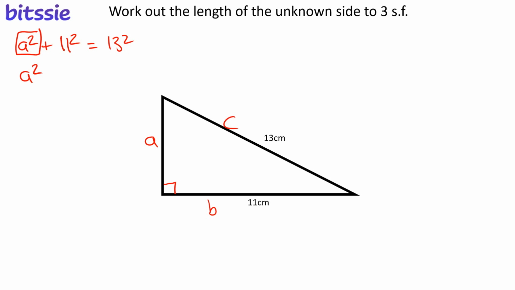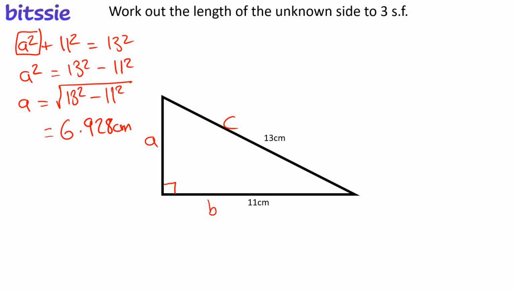So we can rearrange this to A squared is equal to 13 squared minus 11 squared, which means A is equal to the square root of 13 squared minus 11 squared. Into our calculator, this gives us 6.928 centimeters. But the question asks for it to 3 significant figures, so we give 6.93 centimeters.